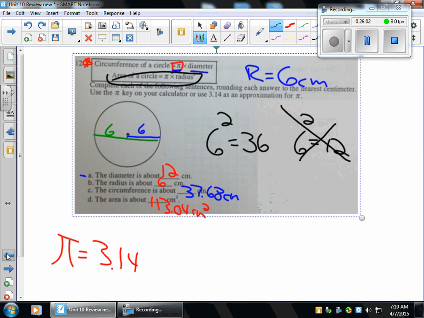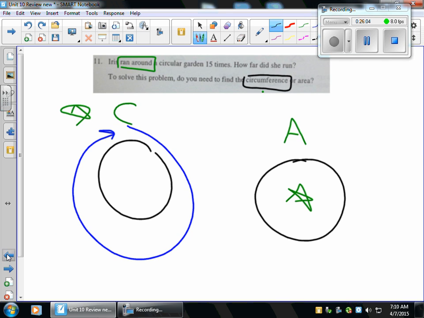Another common mistake. Another thing here. I even see kids make mistakes on these. Circumference and area. Circumference means perimeter, the outside.